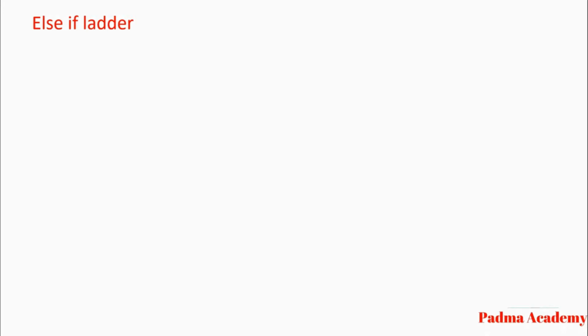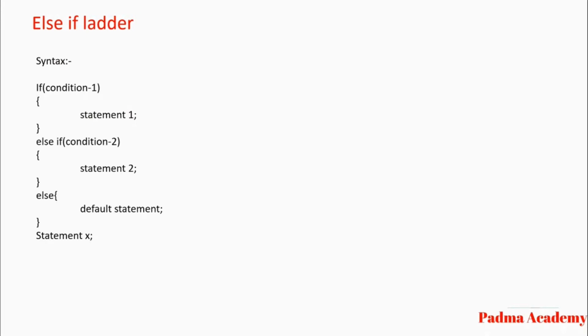Else if ladder. The syntax for it is: if condition 1 is true, then statement 1 will be executed. If condition 1 is false, then it will check the else if condition, that is condition number 2. If condition 2 is true, then statement 2 will be executed. If condition 2 is also false, then the else part will be executed, that is the default statement will be executed. Then after, statement X will be executed.